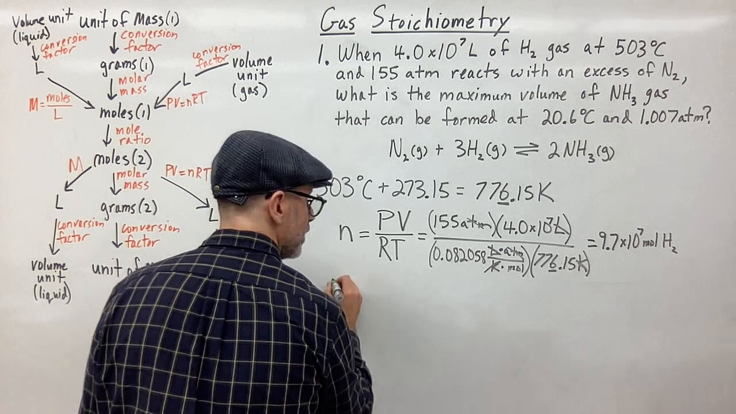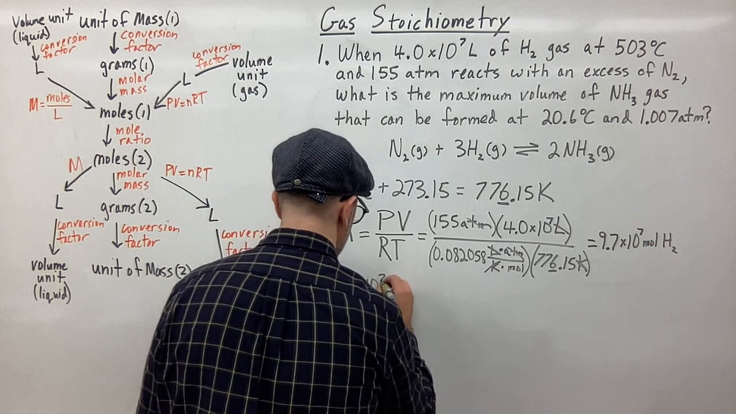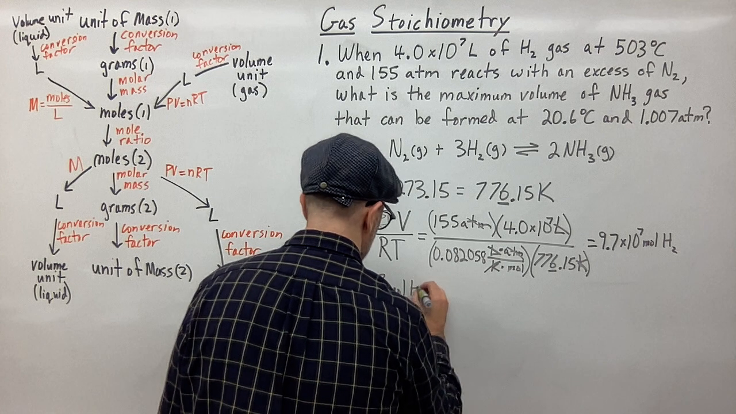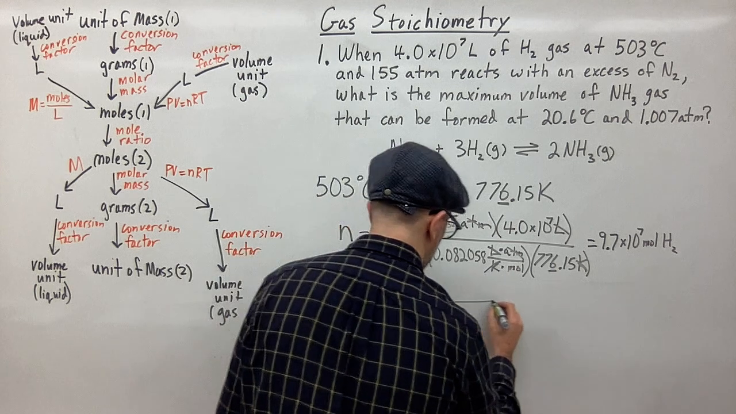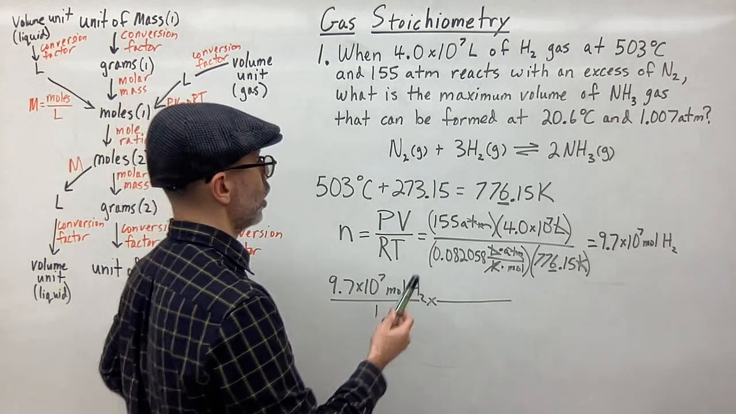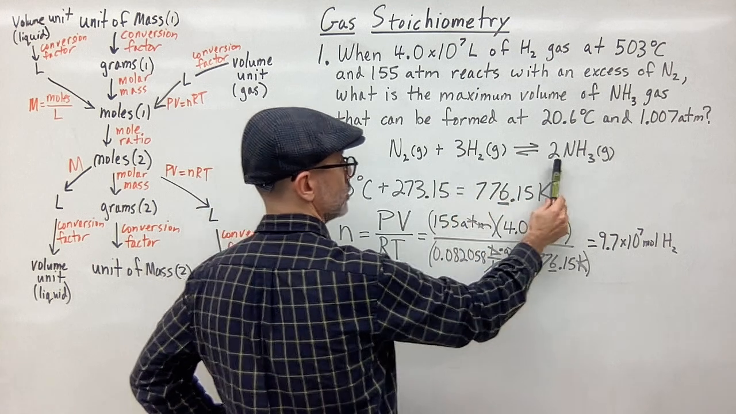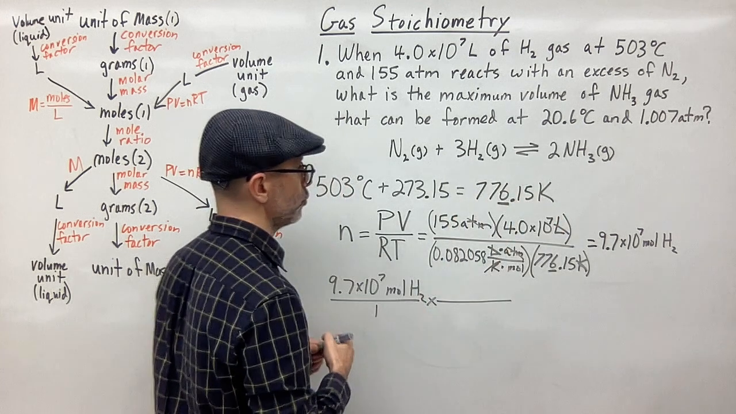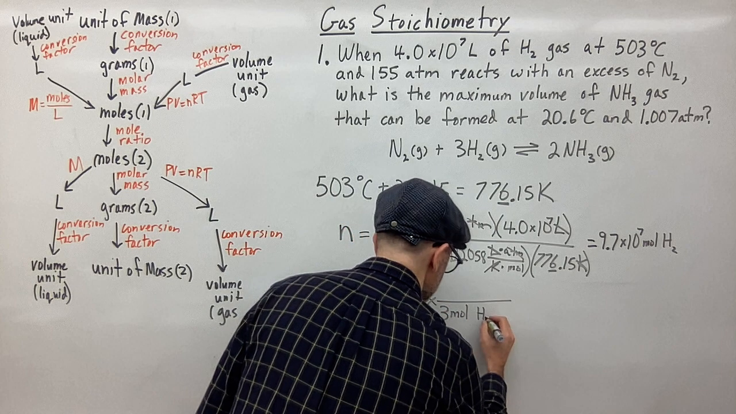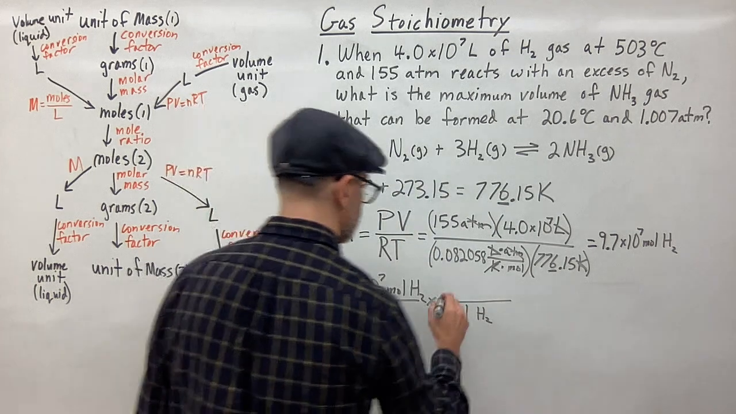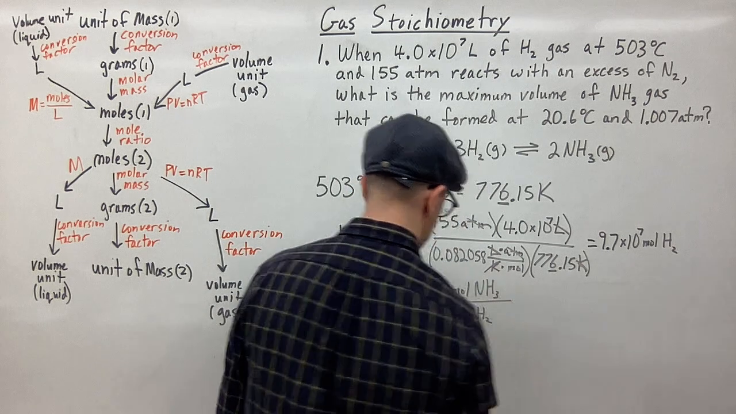So we're going to take our 9.7 times 10 to the 7 moles of H2, put it over 1. And now we're going to use the mole ratio to convert. So the mole ratio of hydrogen to ammonia: hydrogen has a 3, this is a 2, so it's 3 to 2. So 3 moles of hydrogen goes on the bottom, and 2 moles of NH3 goes on top.